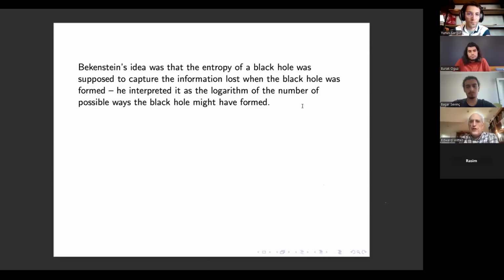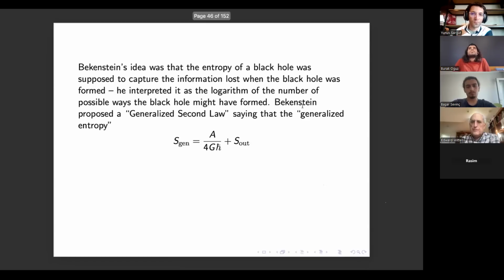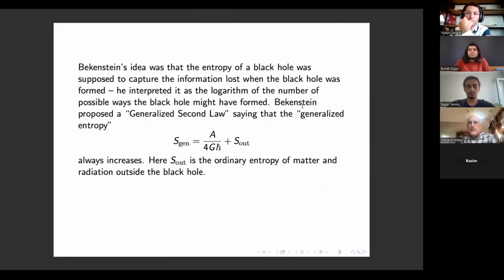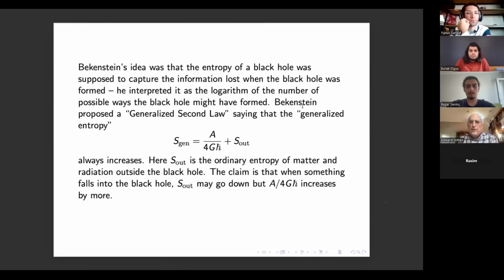Bekenstein's idea was that the entropy of a black hole captures information lost when the black hole was formed. He interpreted it as the logarithm of the number of ways that the black hole could have formed. And Bekenstein proposed a generalized second law, saying that the generalized entropy can only increase. The generalized entropy was supposed to be the sum of the black hole entropy, A over 4G h bar, and the ordinary entropy of matter and radiation outside the black hole. So the claim was that when something falls into the black hole, S out may go down, but A over 4G h bar increases by more.